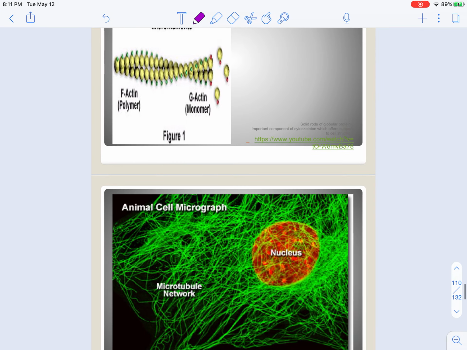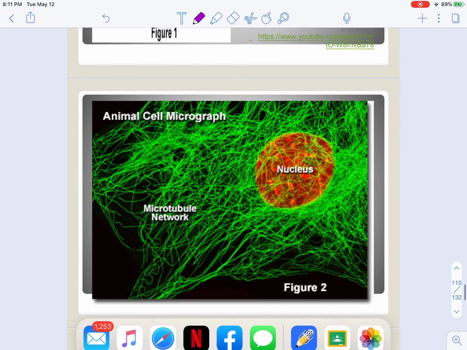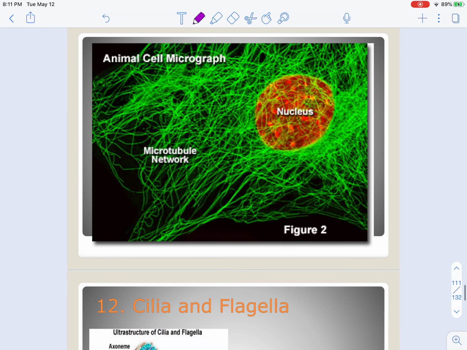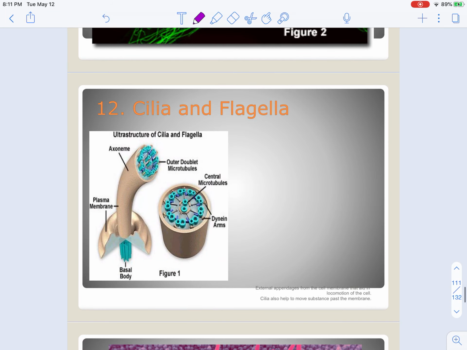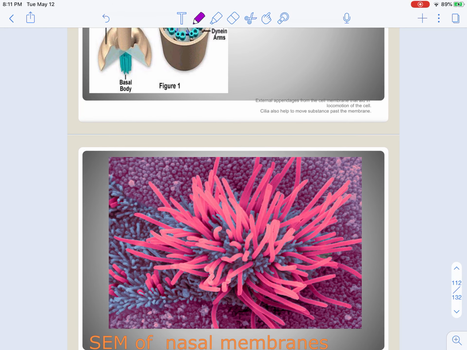Microtubules and microfilaments help to give the cell some structure. They're like little fibers that are all over the cell, so it doesn't just collapse. Cilia and flagella are also made of microtubules, and they will be found on certain cells. Not all cells have them, but animal cells might.